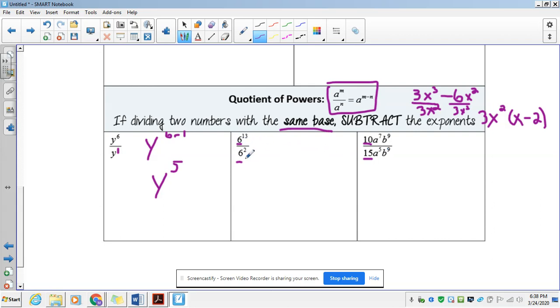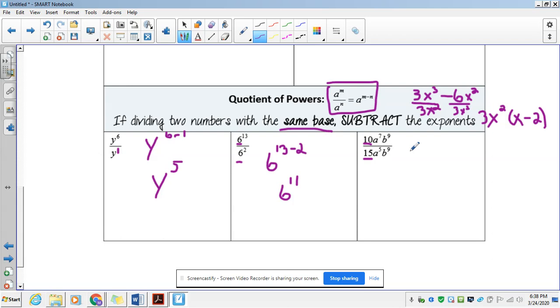So for this one, the 6 is the base. So 6 stays, 13 minus 2. And that is what? Correct. Again, because 6 is a number, you could go and put this into your calculator and it will give you a number. For now, we are going to leave it as a simplified version. All right, the next one, and then I will give you an example to do on the next slide as well. So for this one, here you would have to simplify your fraction.